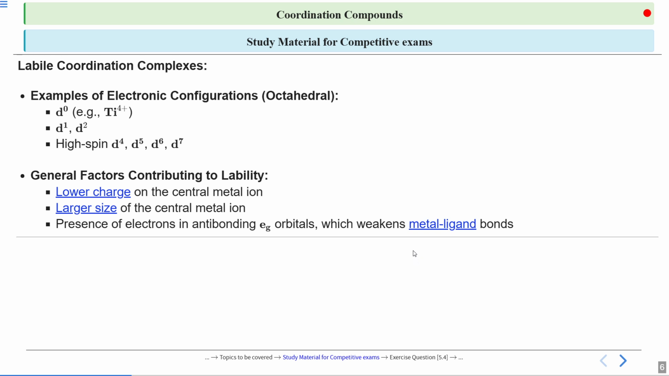Due to this weak metal-ligand bond, a ligand can easily exchange with another ligand present in the surrounding solution, and this reaction rate of ligand exchange will be faster, right? So these are the factors that contribute to the lability of the coordination complex.